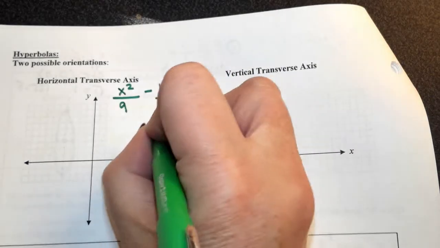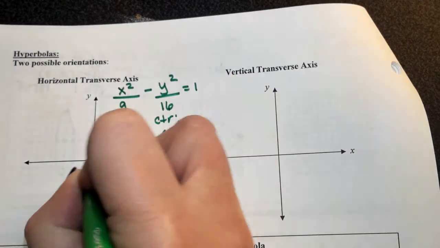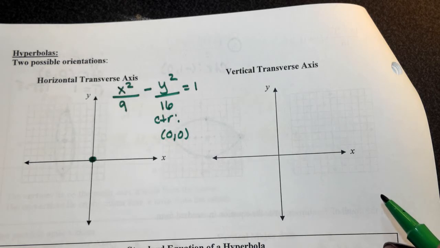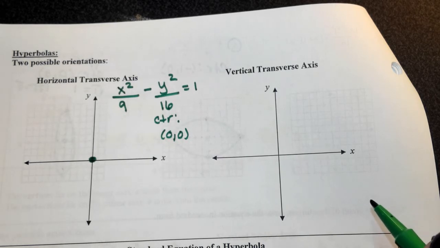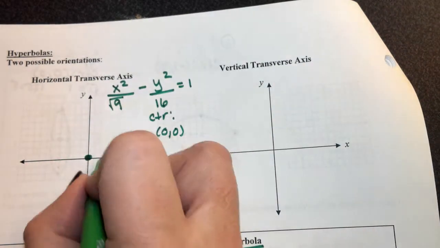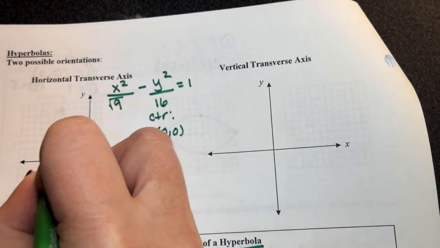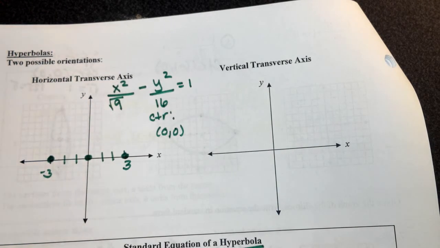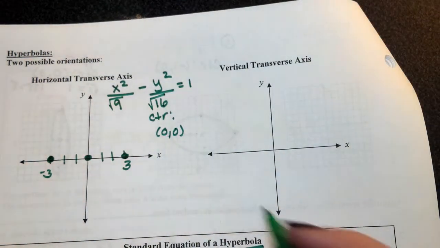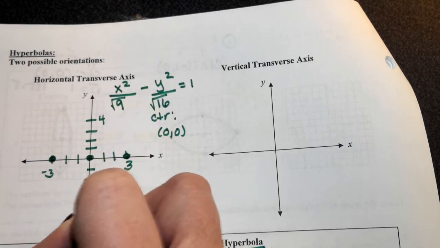So you still want to identify the center. What's the center going to be of this hyperbola? 0, 0. So now you still want to calculate the distance horizontally from the center and vertically from the center. So again, if I take the square root of 9, that's going to give me what? 3. So I'll count 3 units to the right, 3 units to the left of my center. I still want to calculate the distance vertically from my center. So I'm going to take the square root of 16, which is 4. So count 4 up from my center, 4 units down.